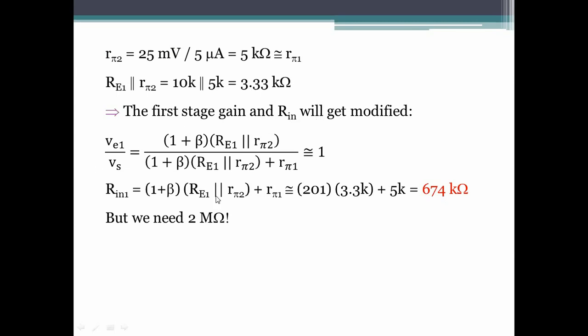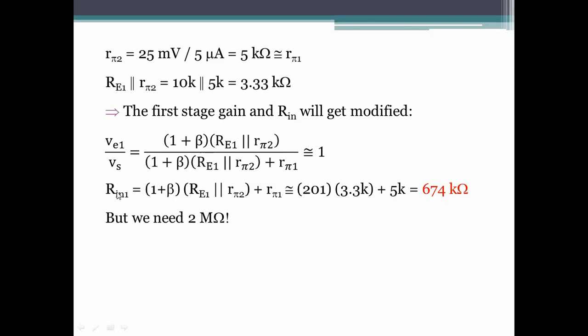The first stage gain expression is this: 1 plus beta times, it was RE1 earlier, but now it is RE1 parallel R pi 2, and this in the denominator. This term in the denominator is still large compared to R pi 1, so we can ignore the R pi 1 and the gain is still 1.